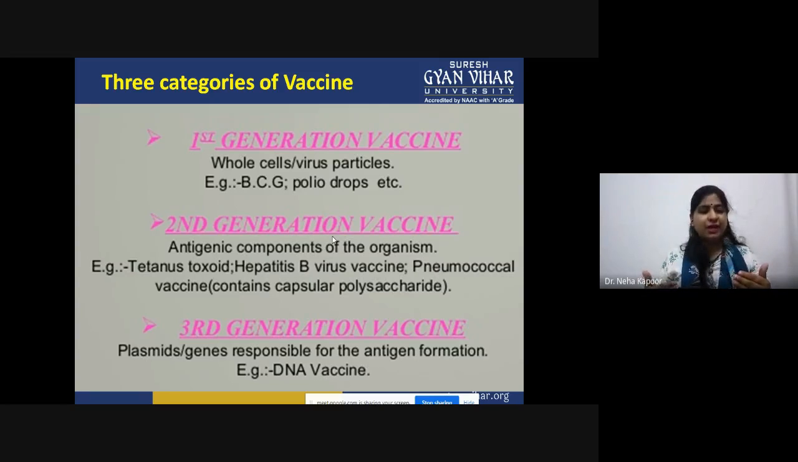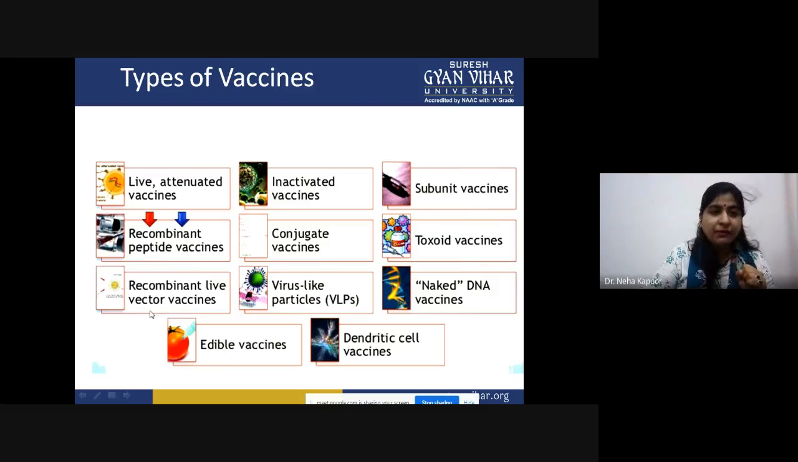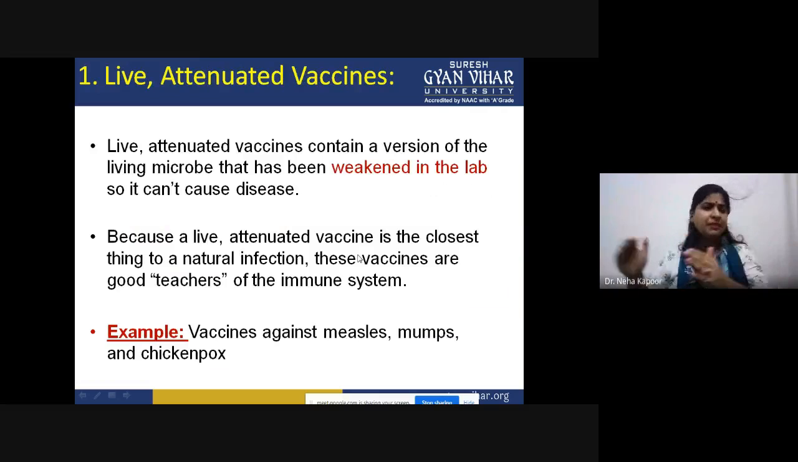Then came the third generation vaccine, in which plasmids or genes are used. That means we have now shifted our concept directly to the genetic level. The plasmids or genes responsible for antigen formation are used. An example is DNA vaccines. Depending upon this, different types of vaccines are there: live attenuated vaccines, recombinant peptide vaccines, recombinant live vaccines, inactivated, subunit, conjugate, edible, dendritic cell, naked DNA, and toxoid. We'll be discussing them one by one.